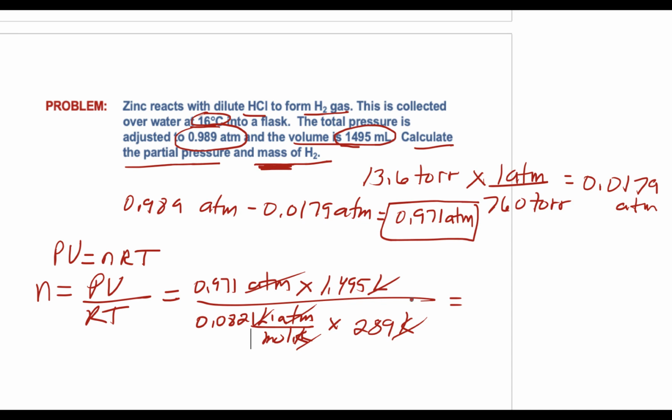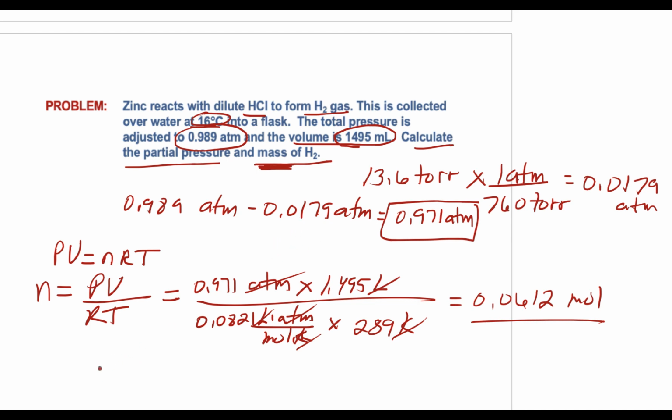So 0.971 times 1.495, and that'd be divided by 0.0821 times 289. And I get 0.0612 moles of gas.